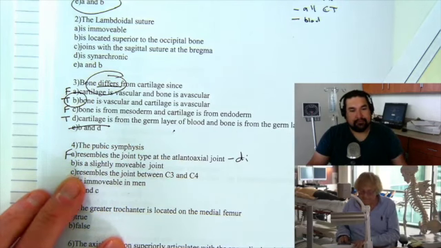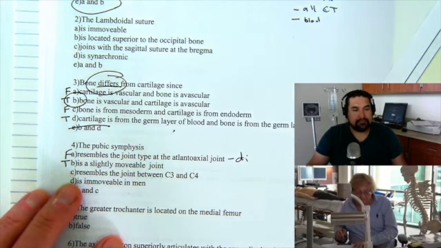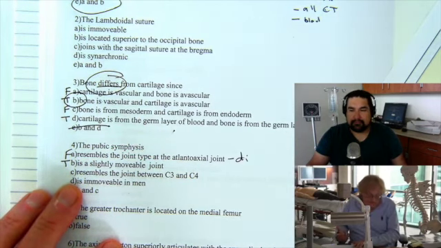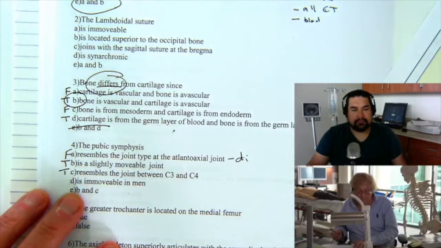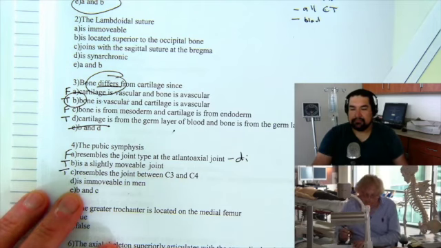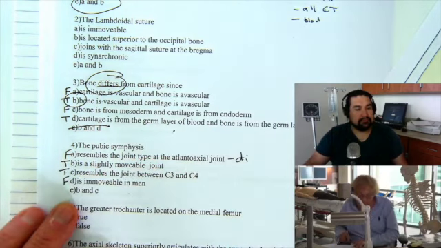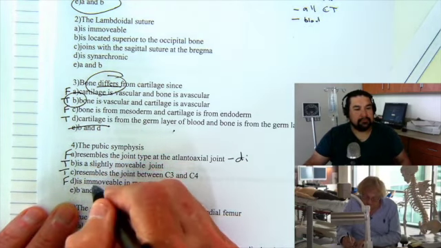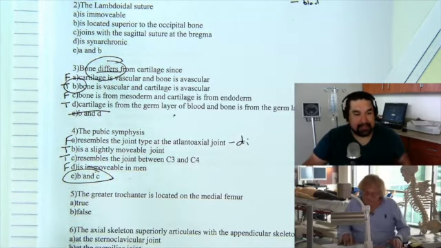The next one says it's a slightly movable joint, which is true. It's true because that's used for childbirth. It resembles a joint between C3 and C4. Remember, C3 and C4 are amphiarthrotic joints, so that's true. It's immovable in men. No, remember, it's a slightly movable joint in men, but again, it's only for childbirth in women, but that's certainly false. And so the answer can only be B and C. So there's your answer, B and C. Let me see, how about number 6?